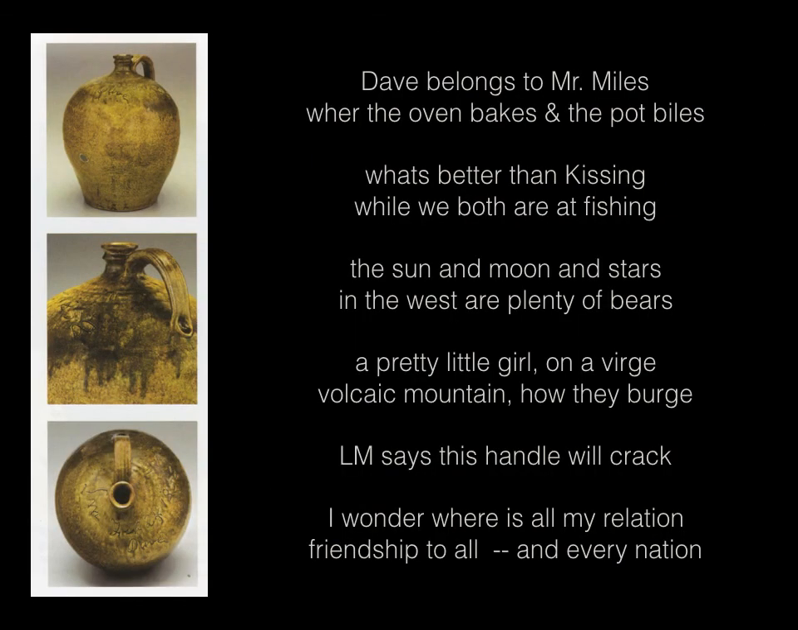Here are some examples of the poems he's written. Dave belongs to Mr. Miles, where the oven bakes and the pot biles. Then he writes, what is better than kissing while we are both at fishing? The sun and the moon and stars in the west are plenty of bars. And a pretty girl on a verge, Volcanic Mountain, how they burge.